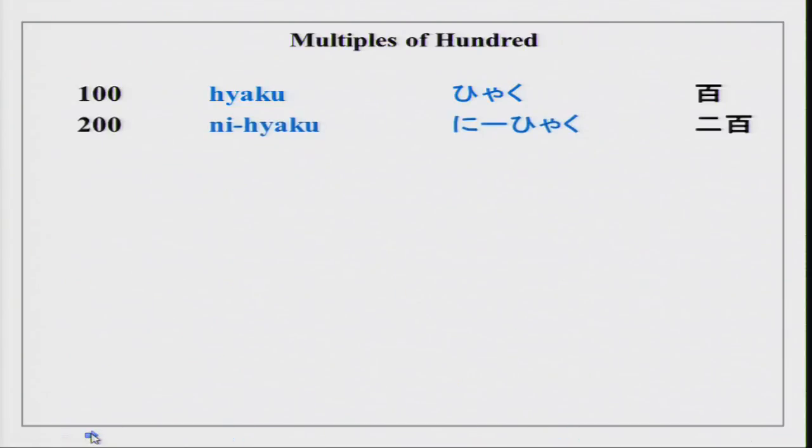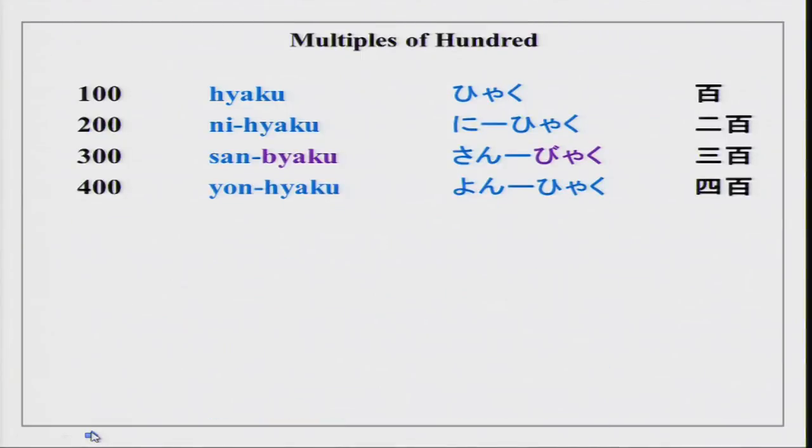Ni hyaku, simple. 2 plus 100 makes it ni hyaku. And then we have sambyaku, and you will notice the reading for hyaku, which is 100, changes to byaku. So far we have two readings for 100. One is hyaku and one is byaku.